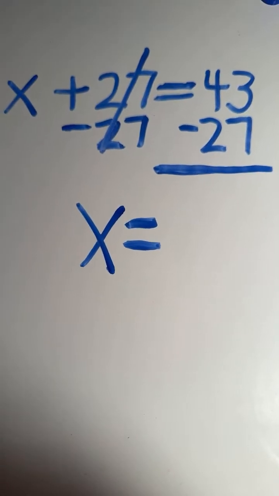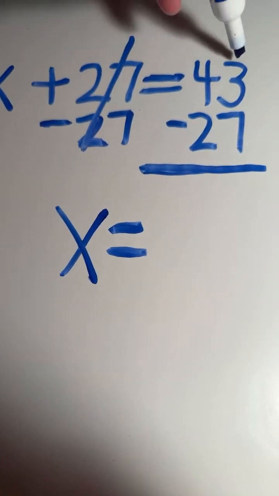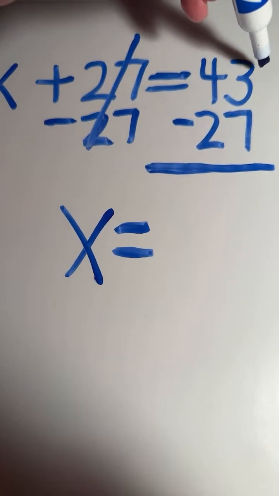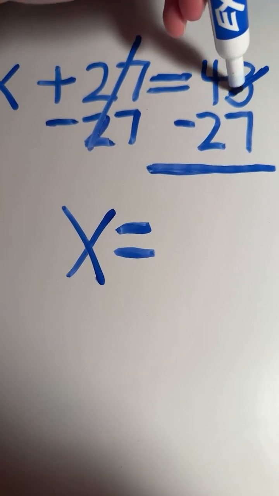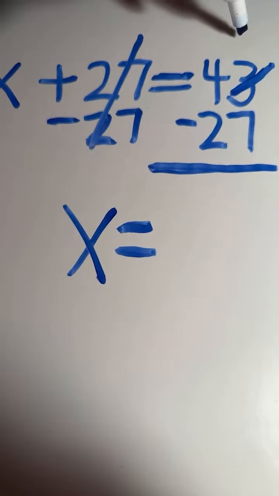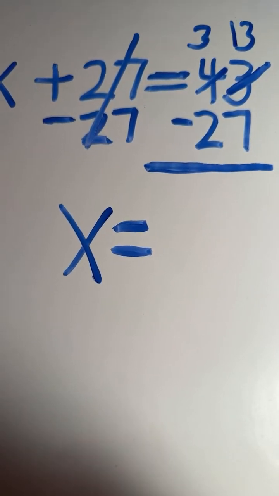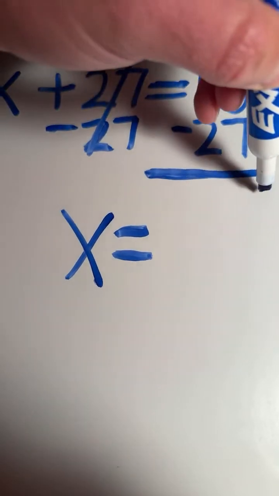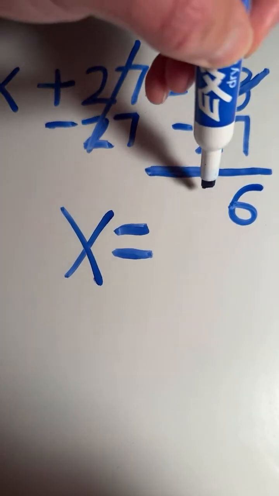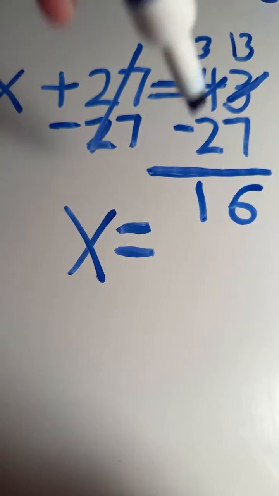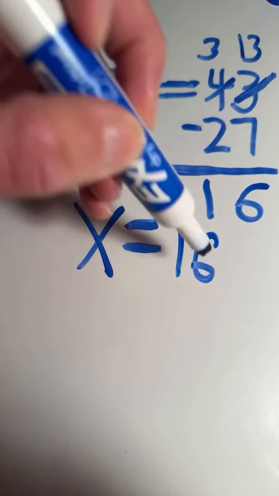So 43 minus 27, this is where regrouping comes in. In math, the new skills sort of build off the old skills. 3 becomes a 13, 4 becomes a 3. 13 minus 7 equals 6. 3 minus 2 equals 1. And we have our final answer, x equals 16.